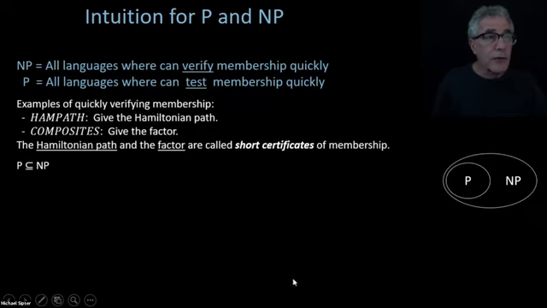So if you compare these two classes, P and NP, P, first of all, is going to be a subset of NP, both in terms of the way we defined it, because deterministic machines are a special case of non-deterministic machines. But also, if you want to think about testing membership, if you can test membership easily, then you can certainly verify it in terms of the certificate. The certificate is irrelevant at that point, because whatever the certificate is, you can still test yourself whether the input is in the language or not.